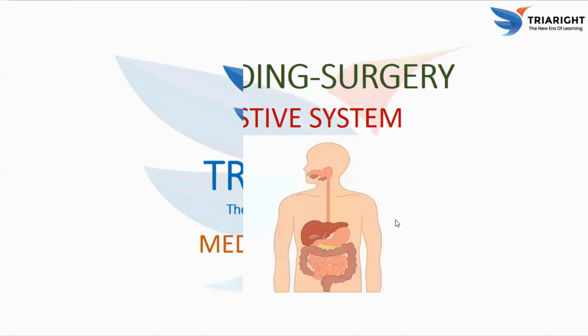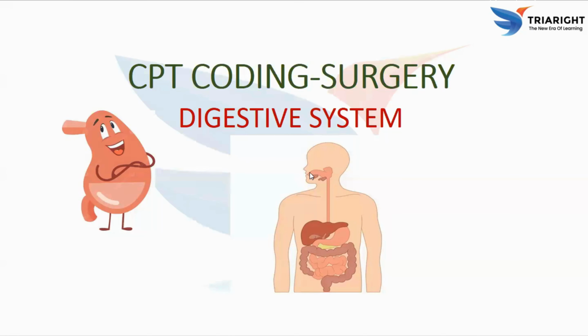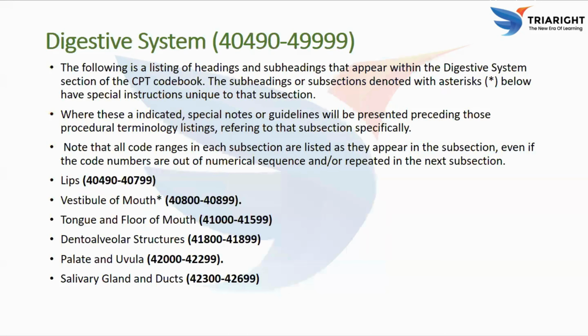Myself Srija. Today in this session, you're going to learn about CPT coding guidelines under the surgery section of the Digestive System. This session introduces you to the Digestive System section of the CPT code book and explains how the section is organized. CPT codes 40,490 to 49,999 cover the procedures of the digestive system. The section is organized anatomically, starting from mouth to anus. Each anatomic area has its own code range. Always locate the anatomical subsection first, then choose the procedure code.